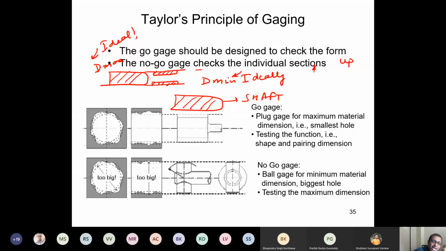So now again, same thing on the ring gauge. What would be the size of the ring gauge? How should the go gauge ring be? Which dimension would the ring go gauge measure? D max or D min? Ideally, if it's a go gauge, what should be the size? Yes, use the smaller D. Correct. So D max should be the go gauge, and D min should be the no go gauge.